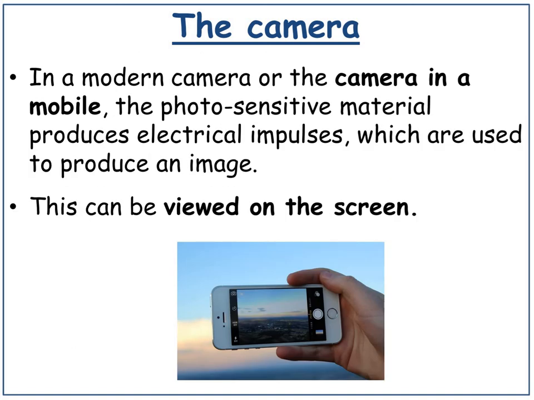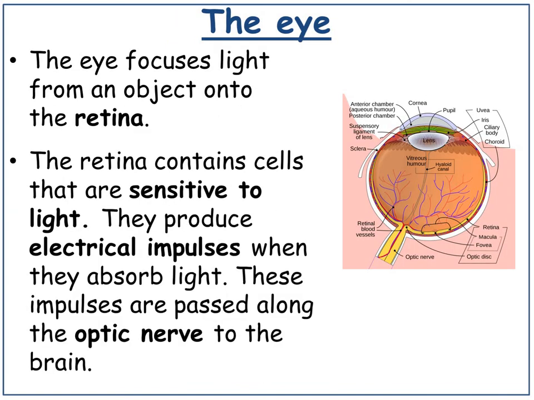In modern cameras or the cameras in a mobile phone, the photosensitive material produces electrical impulses, which are then used to produce an image, which can be viewed on screen. The eye. The eye focuses light from an object onto the retina. The retina contains several cells that are sensitive to light. They produce electrical impulses when they absorb light. And these impulses are passed along the optic nerve to the brain to produce an image.